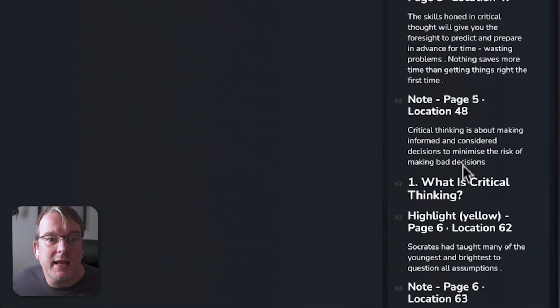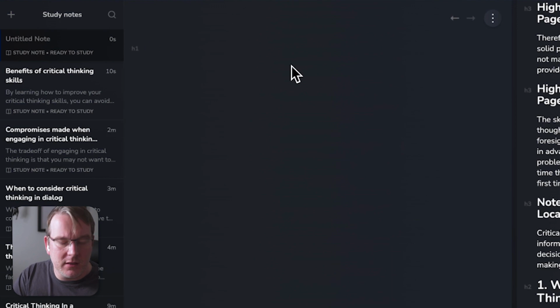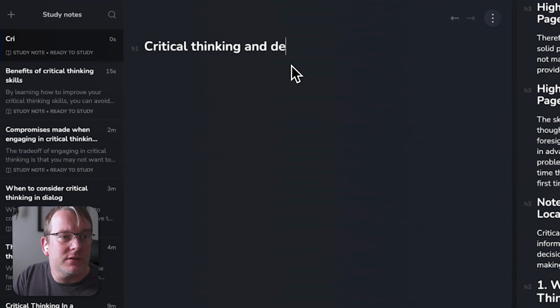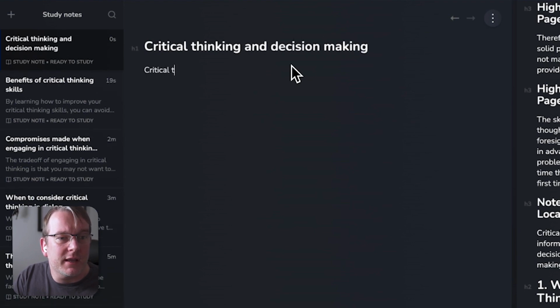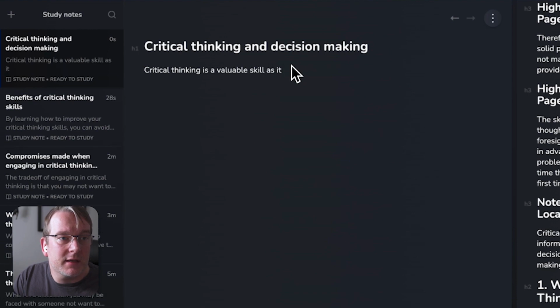Next one. Critical thinking is about making informed, considered decisions to minimize the risk of making bad decisions. So we're talking about critical thinking and decision making. So critical thinking is a valuable skill, as it can help you make better informed decisions and potentially avoid costly bad decisions.